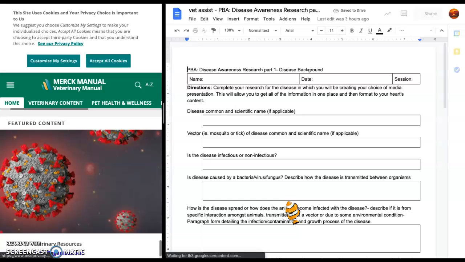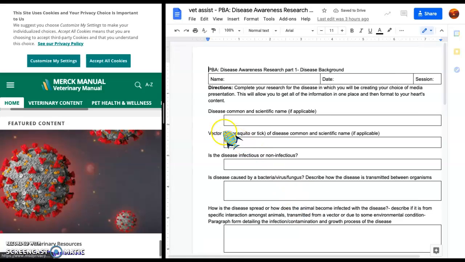So these are the expectations for this. I'm going to make sure I write my name, date, session, all that jazz. Now I'm going to complete my research on the disease and utilize it in creating my media project, right? So my disease, I have pancreatitis. So that's the disease I'm going to have.